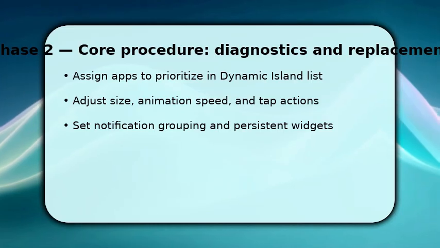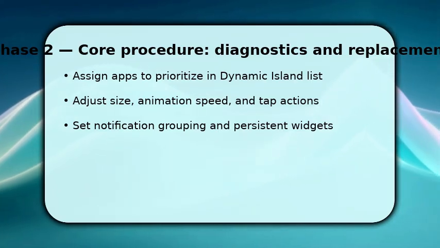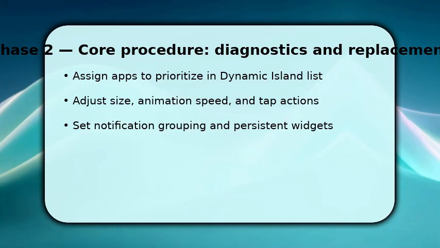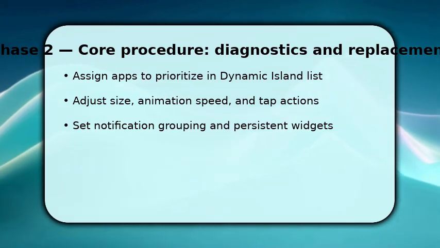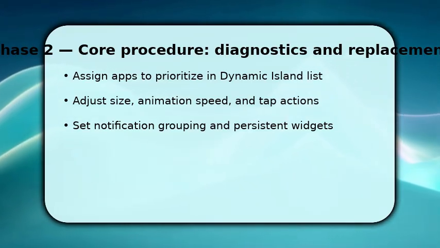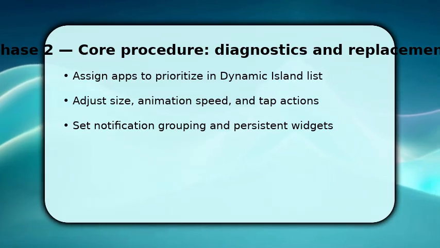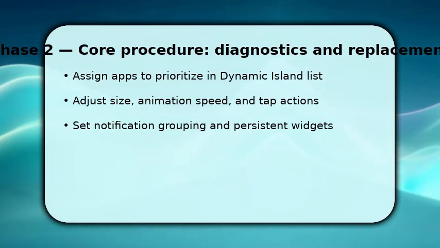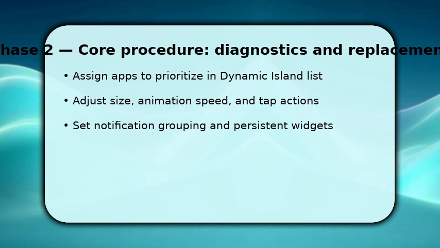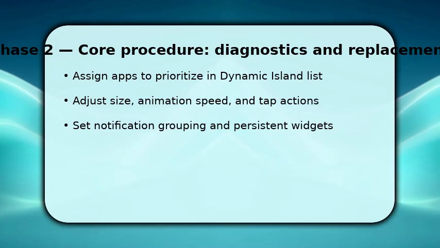Then tweak size and animation speed. Faster animations feel snappier, but slightly slower ones reduce accidental taps. Map single tap and long press actions to open app, expand, or dismiss. This makes interactions predictable. Also configure notification grouping and persistent widgets, so the island stays useful without cluttering the screen.